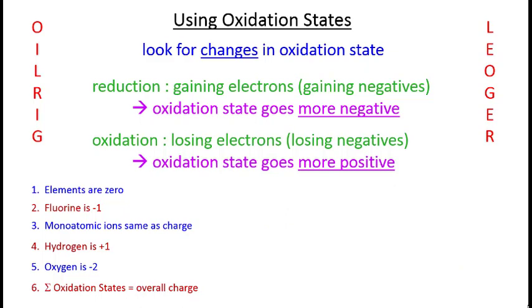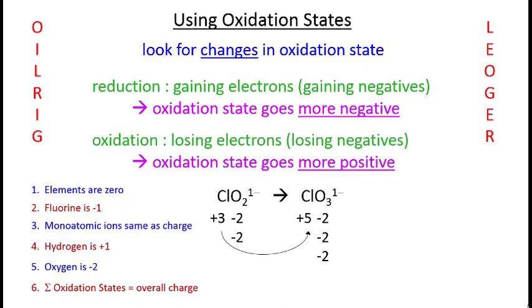In our third example, we have ClO2 1- going to ClO3 1-. Again, each oxygen has an oxidation state of -2. Given the overall 1- charges on the ions, the oxidation state of the chlorine atom is +3 in chlorite and +5 in chlorate. Going from +3 to +5 is going more positive or losing negatives. Losing electrons is oxidation.